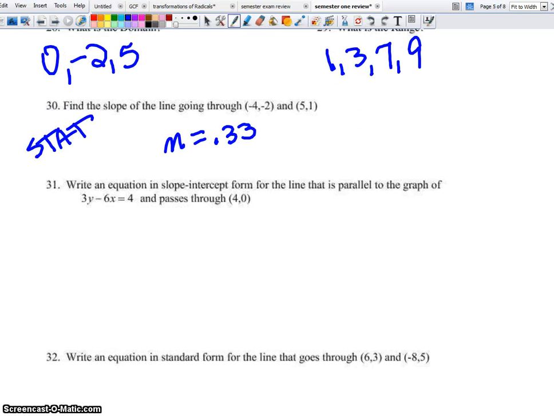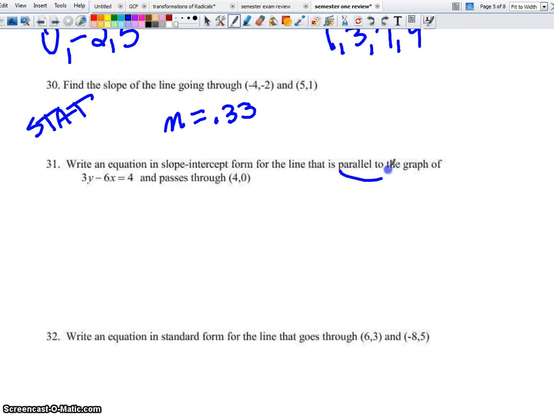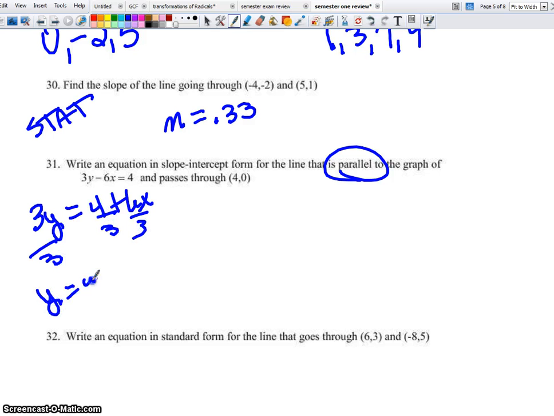31, write an equation in slope-intercept form for a line that is parallel to the graph of 3y minus 6x equal 4 and goes through 4, 0. Start by getting y by itself. 3y is equal to 4 plus 6x. Divide everything by 3. Y is equal to 4/3 plus 2x.